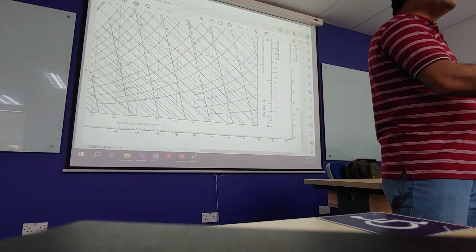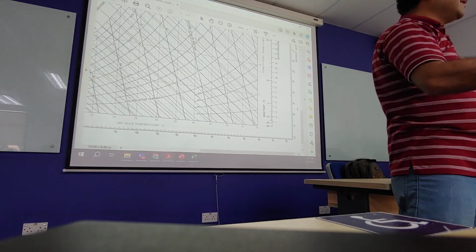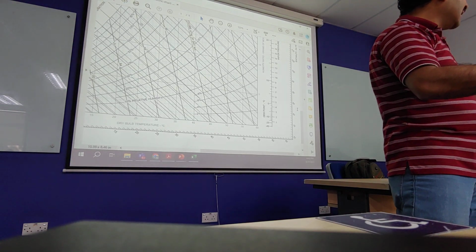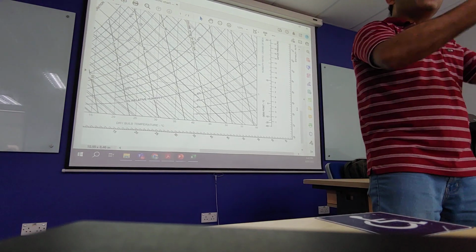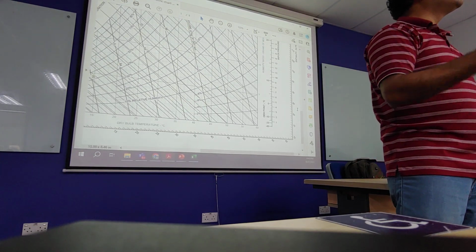Table salt, sodium chloride, is a very good desiccant as well. But it's corrosive, so hence it's not used. This metal starts corroding. So desiccant absorbs moisture, but then once it gets saturated, it cannot absorb any more moisture.